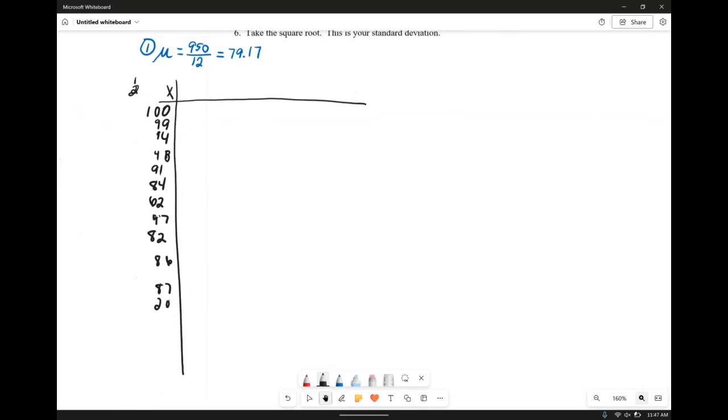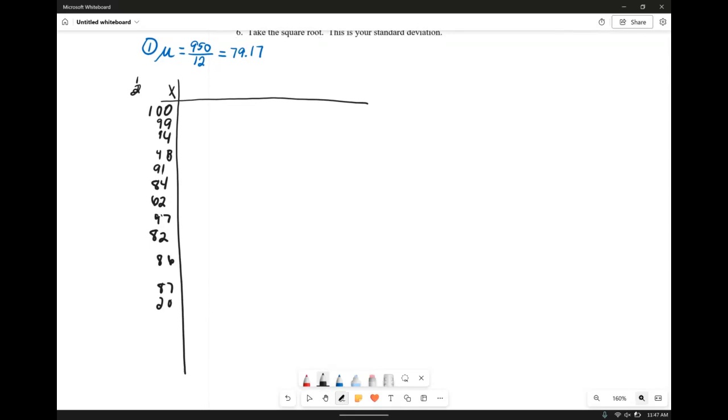All right, and after I have my data points listed here, the next column is going to say x minus the mean. And I'm just going to subtract these things. And this is tedious, and I'm just going to advise you to take your time. But before I start subtracting, I'm going to go ahead and set up my next column. And this is going to be my x's minus the mean, and I'm going to square it. Okay, so here we go.